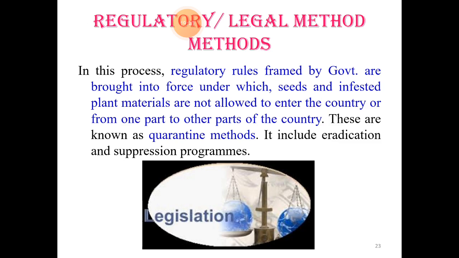The next method of IPM is the legal or regulatory method. Here, the regulatory rules are framed by the government, where seeds or plants in an infected stage are not allowed to enter the country, or to move from one part to another within the country. So infected plants and products are not allowed to move from one place to another, or from one country to another, and these restrictions are also called quarantines.